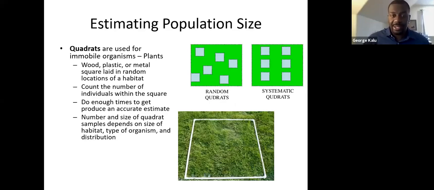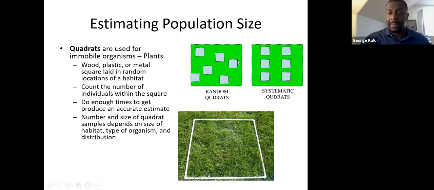Quadrats are typically used for immobile organisms like plants, or things that are not really going to be moving around a lot, like starfish. A quadrat is usually a square shape, and you can make this square out of wood, PVC pipes, metal, or whatever you may use. You spread these quadrats over your sample population, placing them in a number of different areas throughout your population, and you count the number of individuals you see inside your quadrat.